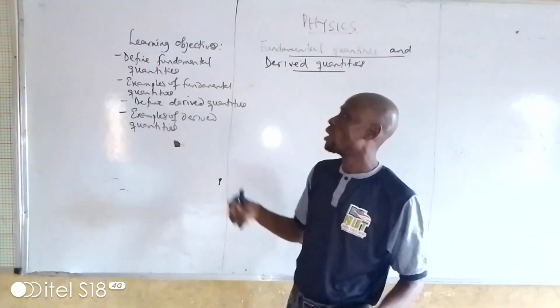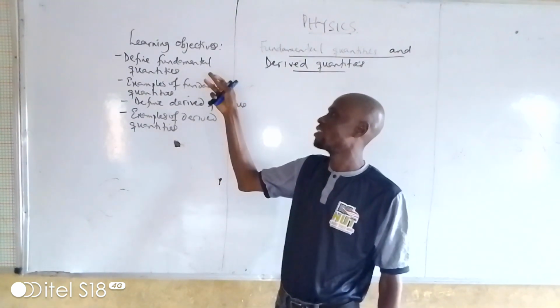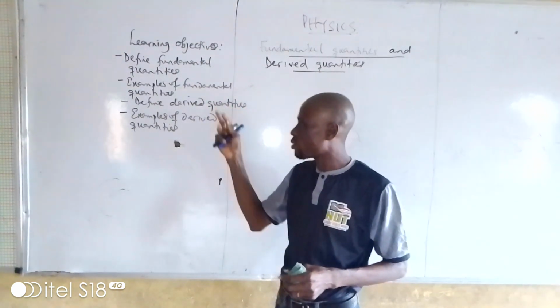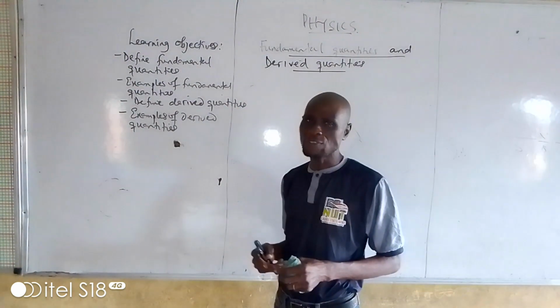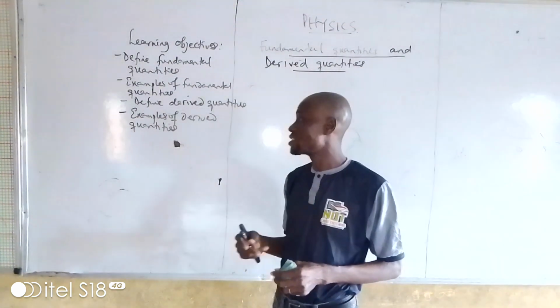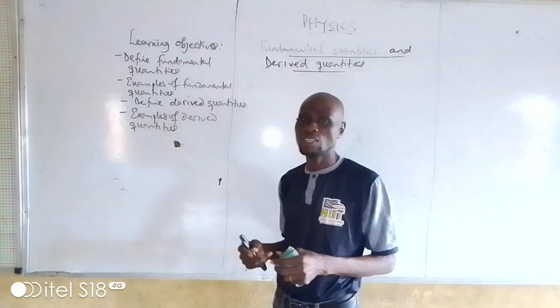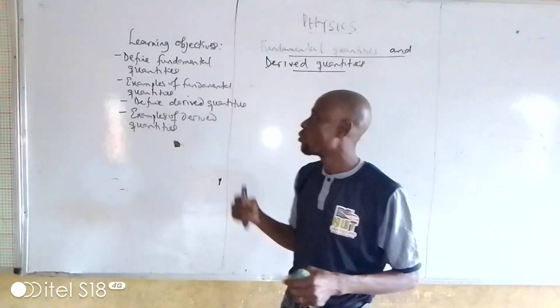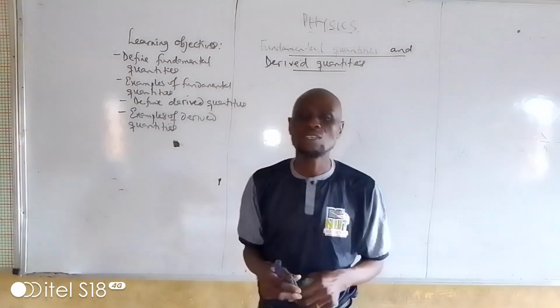On the board, we are going to define fundamental quantity. We will then look at examples of fundamental quantity. After that, we'll define derived quantity. We end with two examples of derived quantity. These are our four learning objectives. Having said that, what do we call fundamental quantity?